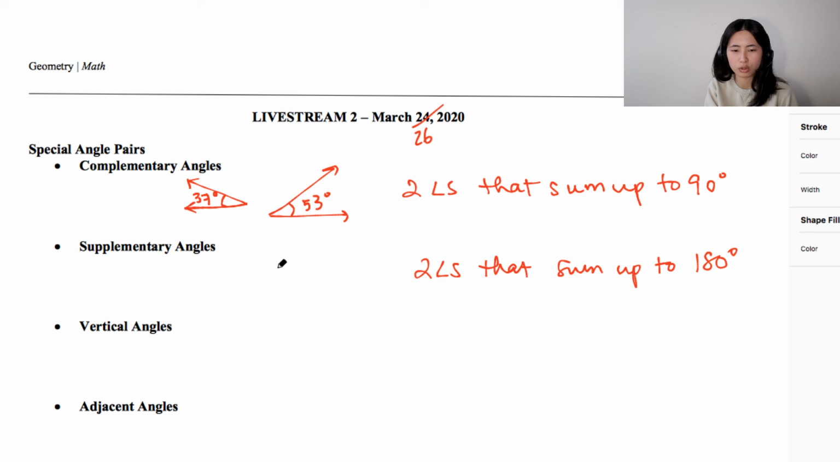So for example, if you're looking at, let's say, 95 degrees, and the other angle, 180 minus 95, would give you 85. So the other angle needs to be 85 degrees. Okay, there we go. So that's for supplementary angles.